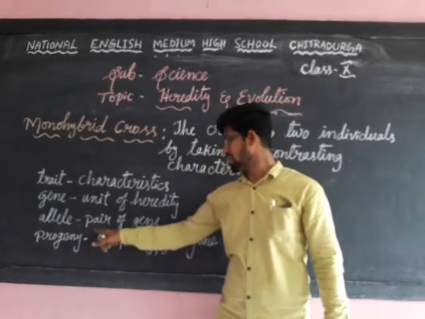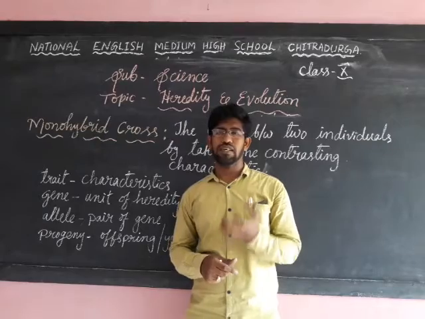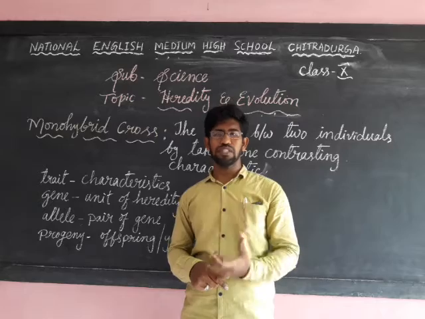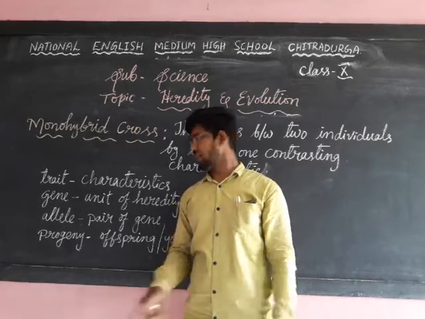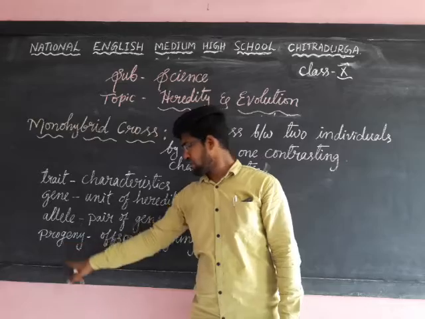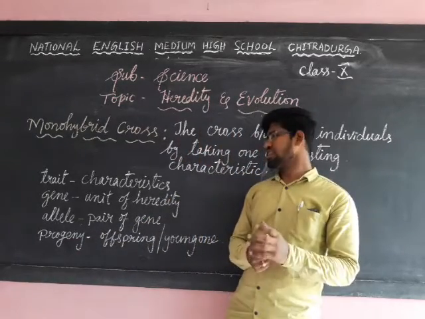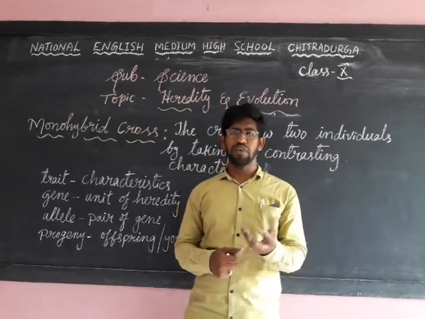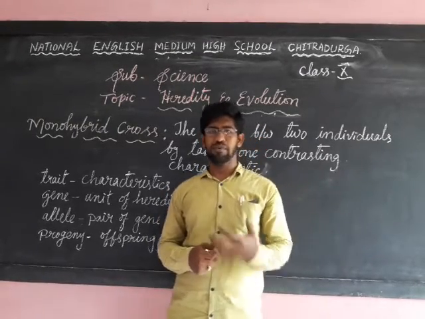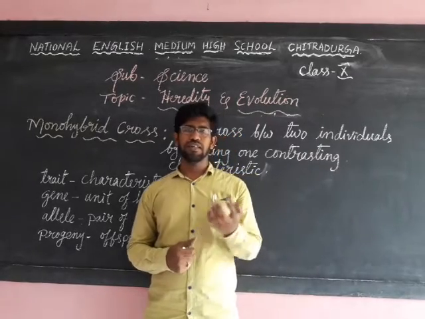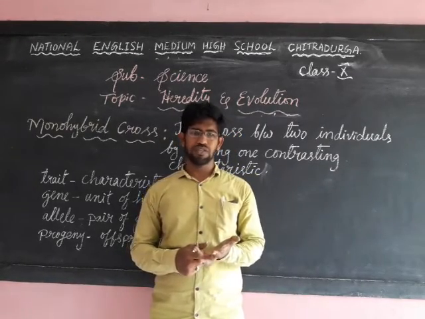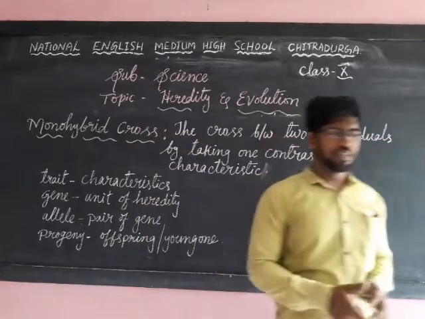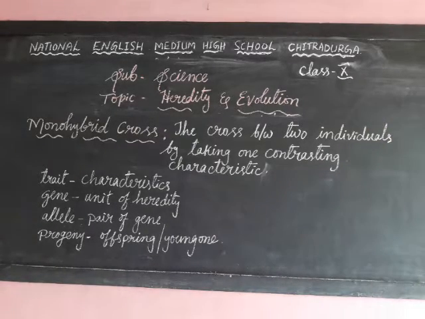Then next, allele. Allele means a pair of genes. As we know, both parents, father and mother, are important, and we take genes from both parents. So a pair of genes is called an allele. Then next, progeny. The progeny is nothing but the offspring that we get as a result. Offspring means the new young ones, whether in plants or in animals. Understood? So let's start how the experiment is done, taking some important points.